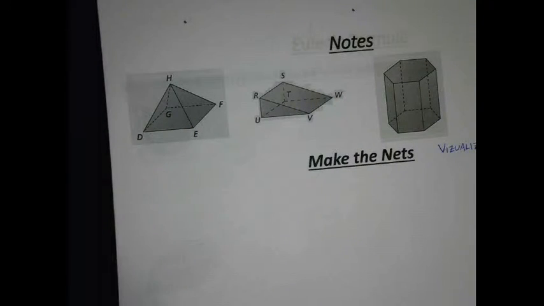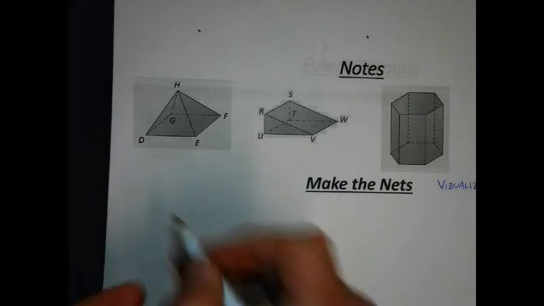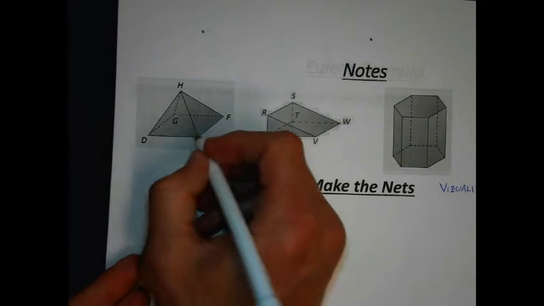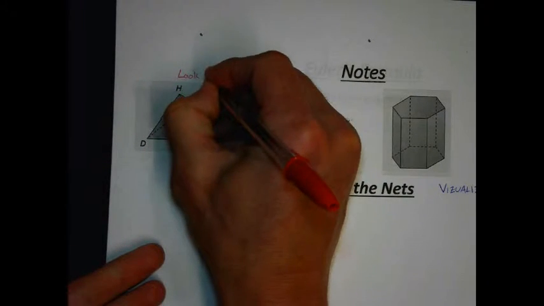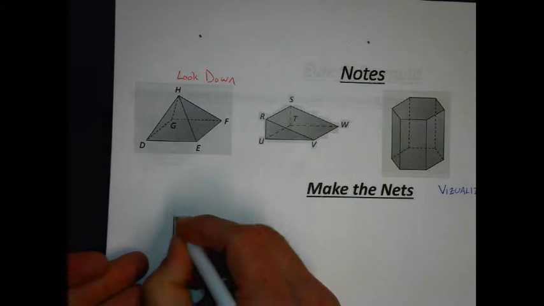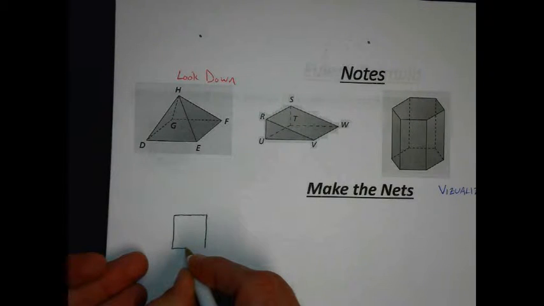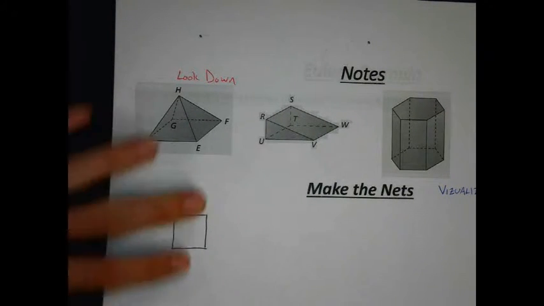So take the pyramid. Okay, so we're going to make a net of the pyramid. And the way I make a net is I begin with the base. Okay, so if we are looking down at this pyramid, the base would be in the shape of a quadrilateral, possibly a square. We don't know, but we can make it look like that, and then we can work with it. So that would be the bottom.